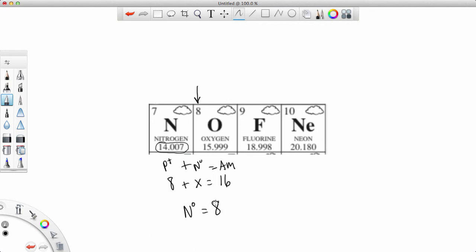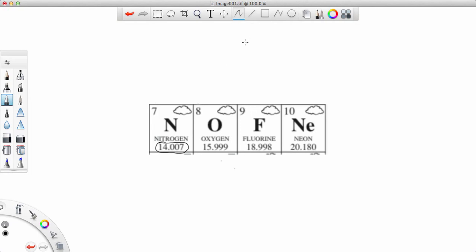Okay, so now that we've done the first two together, why don't you spend the next minute or so and calculate the number of neutrons in fluorine and in neon. Alright, so now that we have had an opportunity to calculate the neutrons in fluorine and neon, go ahead and erase this old work here, and we'll go over those two together.